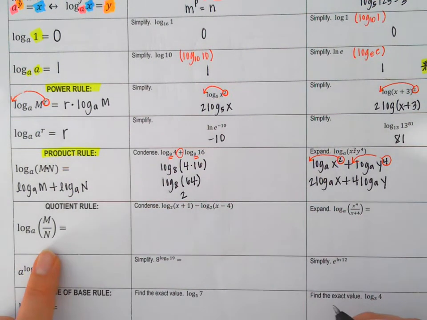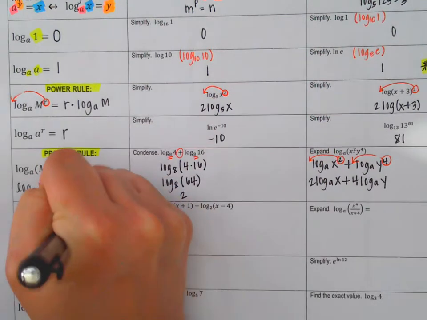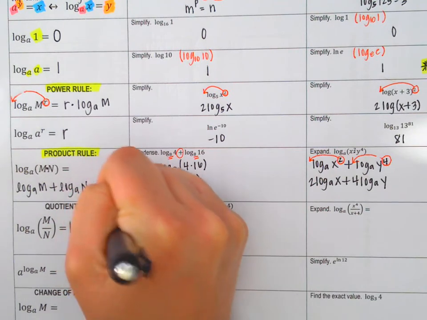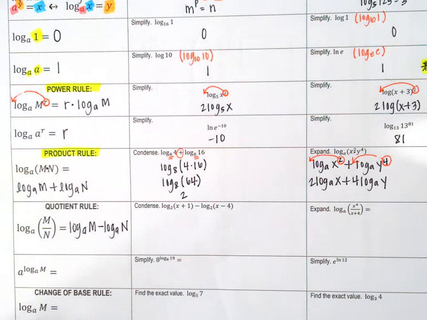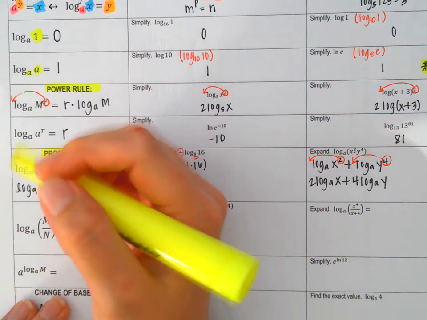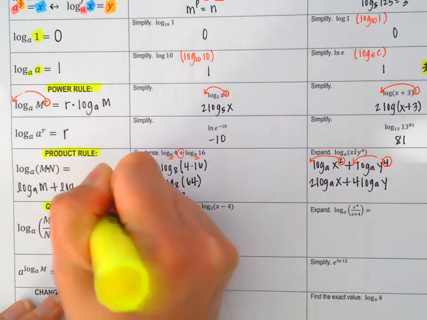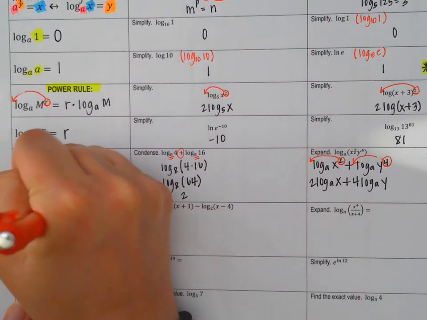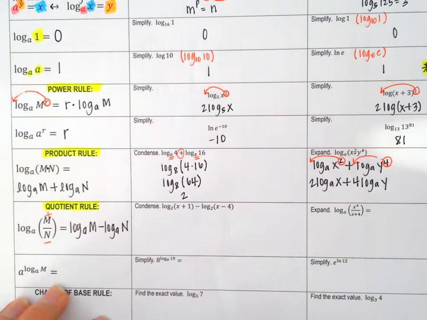So the quotient rule is log base a of m minus log base a of n. So what's really important with the quotient rule to remember is anything that's on top is going to be a plus, and anything that's on bottom is going to be a negative. So it's going to be a plus, always whatever's on top, and a minus, whatever's on bottom. So let's kind of look at that.